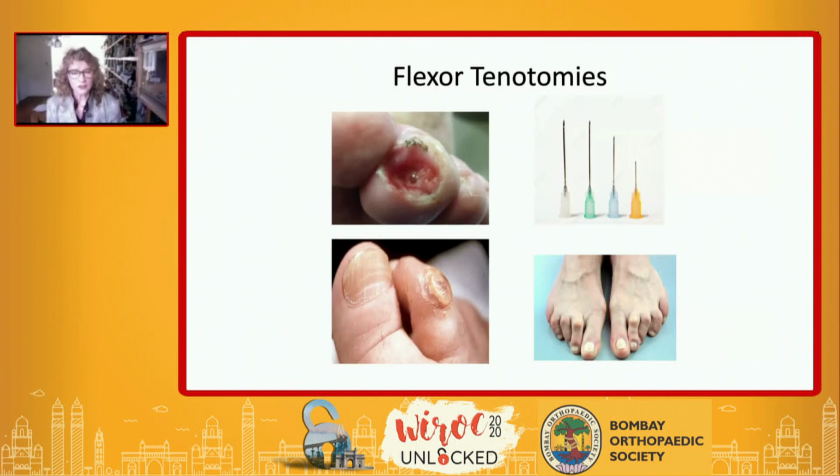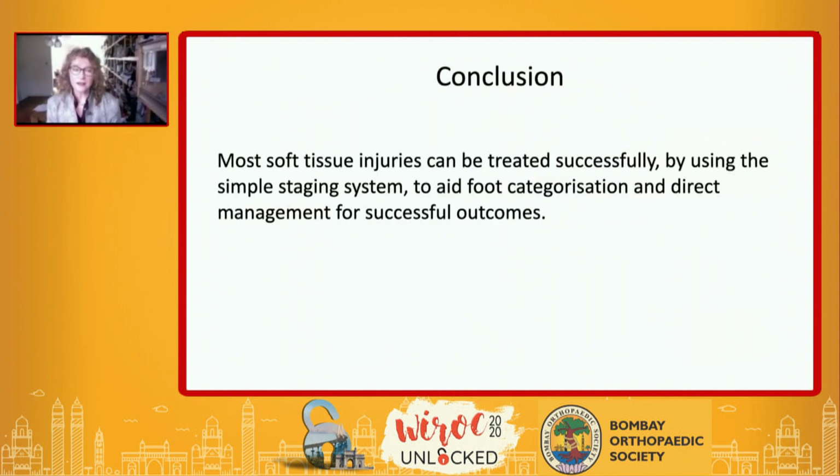An additional new technology that we've been using recently for apical and dorsal ulcers are flexor tenotomies that can be carried out easily using these needles for good results to heal those ulcers. And finally, I'd like to say that most soft tissue injuries can be treated successfully by using the simple staging system. It aids foot categorization and directs management of soft tissue injuries for successful outcomes. Thank you very much.